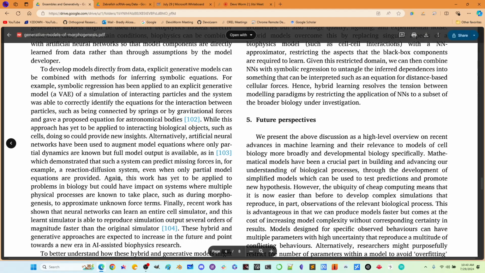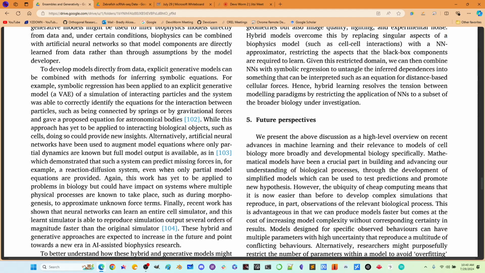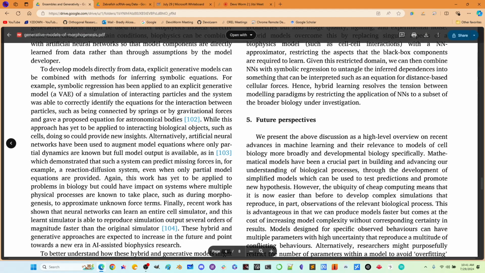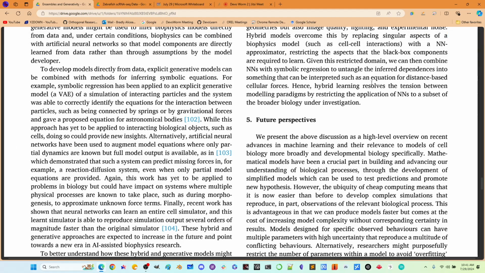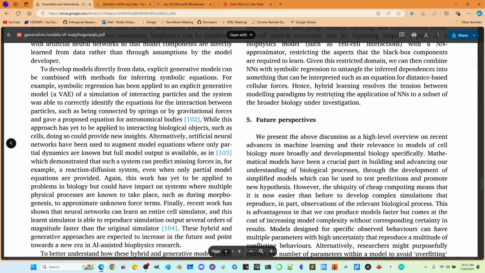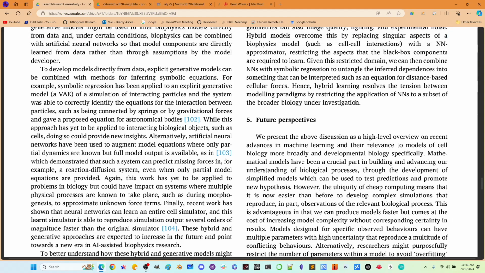A very specific example here is reaction diffusion systems, where we have only partial model equations, and we can use artificial neural networks to augment model equations where only partial dynamics are known, but a full model output is available. So this is something that's exciting in terms of connecting the equations with these outputs. Overall, hybrid learning resolves the tension between modeling paradigms by restricting the application of neural networks to a subset of the broader biology under investigation.